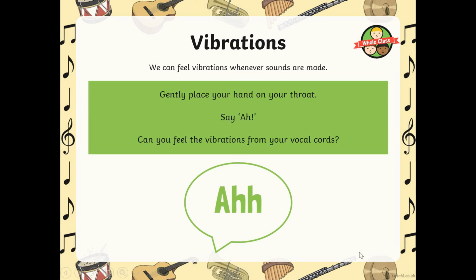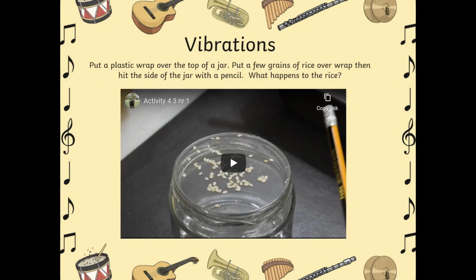The easiest way to feel vibration is to gently place your hand on your throat and say, ah. You can feel the vibration on your fingers. To actually see the vibration is through this experiment. We did this experiment in class, but I'm going to show you again in 2 different videos.